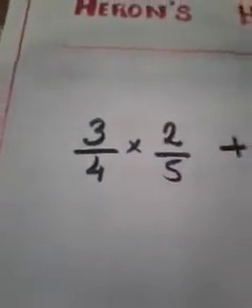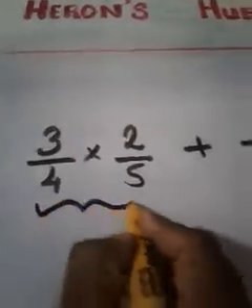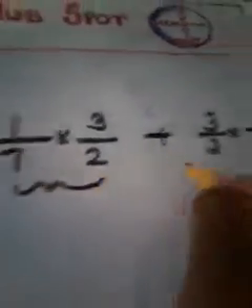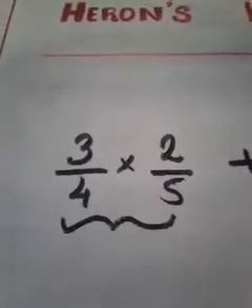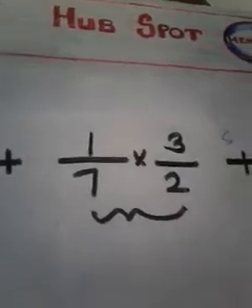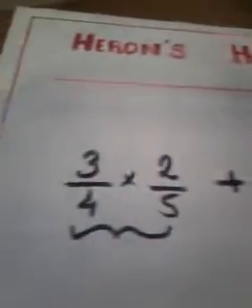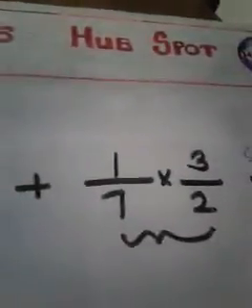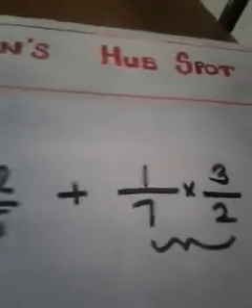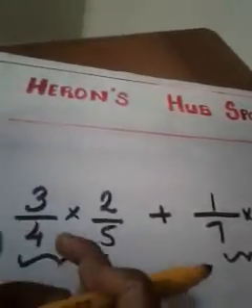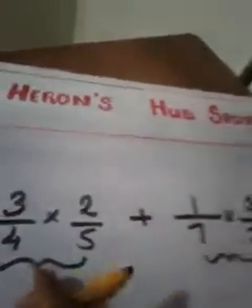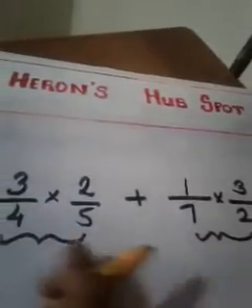Compare first. This is your first term, this is your second term, and this is your third term. Now let us see the first and second terms. The first term is 3 by 4 into 2 by 5. The second term is 1 by 7 into 3 by 2. Is there any common fraction? No. There is not any common fraction.